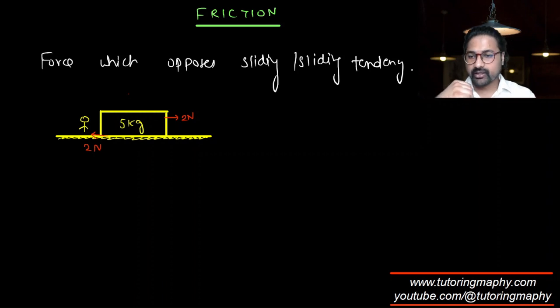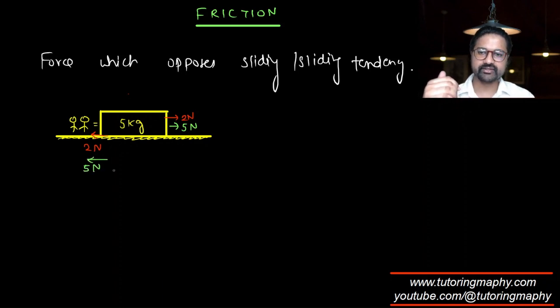Obviously, the kid is not able to move the block. The kid is annoyed, so he goes and calls his friend. His friend comes here, and they both push the block, and unfortunately, still the block is not moving. Let's say both the kids are able to push it with 5 Newton, and a 5 Newton force is exerted over here, and obviously the block is not moving.